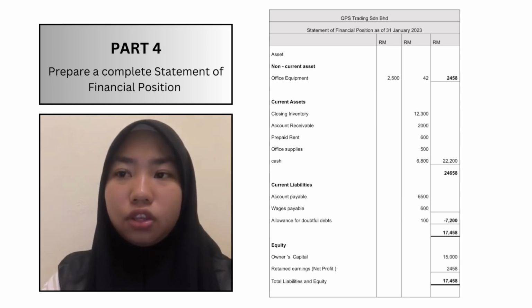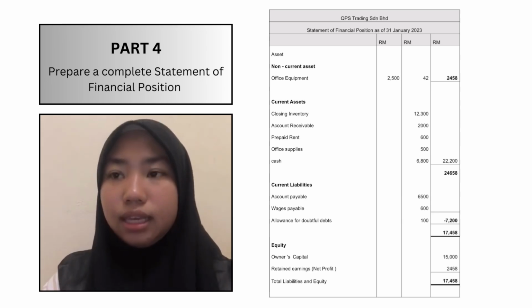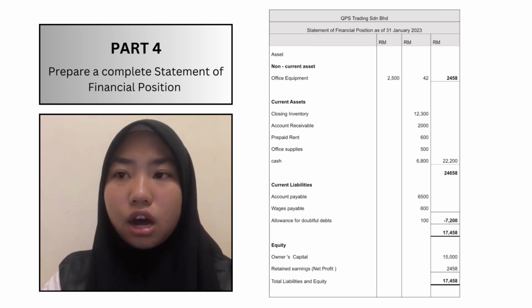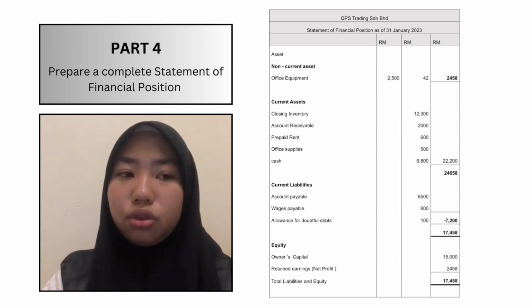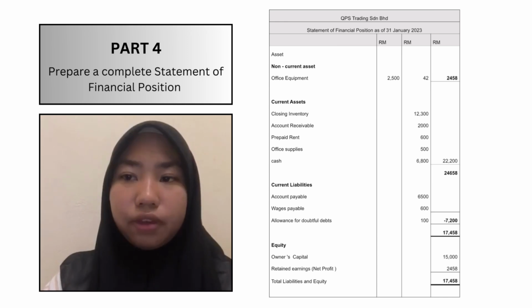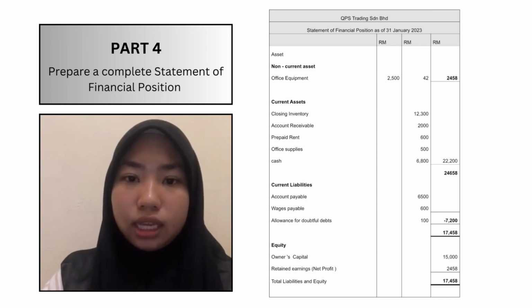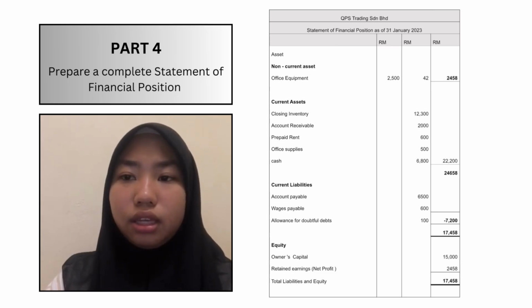The net value of the office equipment is 2,000 ringgit, 2,458 ringgit. The current assets the company has total 2,000 ringgit, comprising the closing inventory 12,300 ringgit, accounts receivable 2,000 ringgit, prepaid rent 600 ringgit, office supplies 500 ringgit, cash 6,800 ringgit.